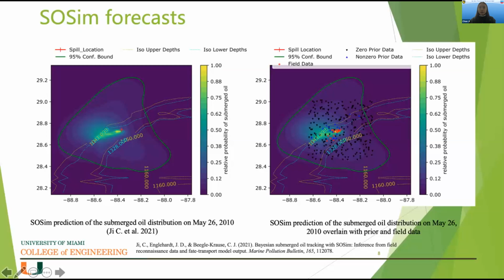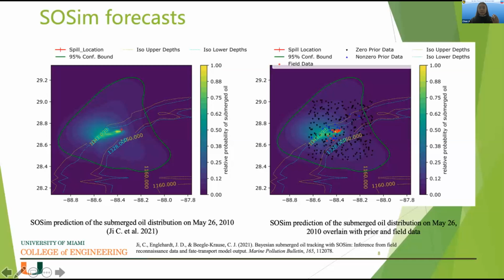The filled contours represent the relative probability of submerged oil. The green line represents the 95% confidence bound. The dashed contour line shows the depth of the isopycnal layer containing submerged oil. Blue lines represent the lower depths of the isopycnal layer. Yellow lines represent the upper depths of the isopycnal.